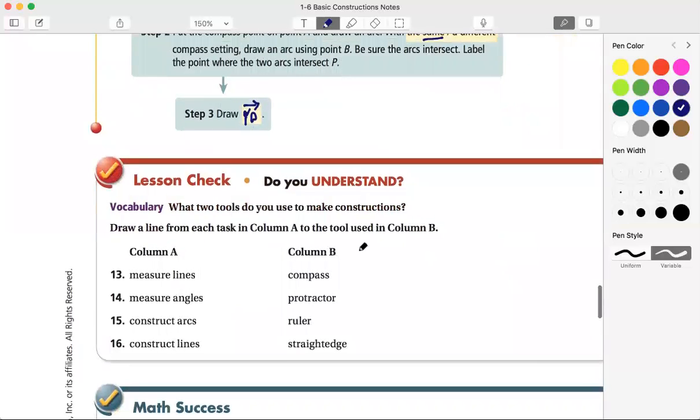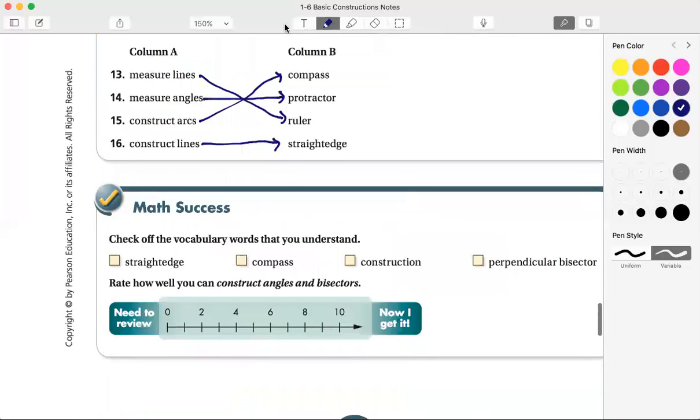All right, so what tools do you need to make constructions? Well, in order to measure lines, you need a ruler. To measure angles, you need a protractor. To construct arcs, you need a compass. To construct lines, you need a straight edge. Okay, and that is section 1.6.